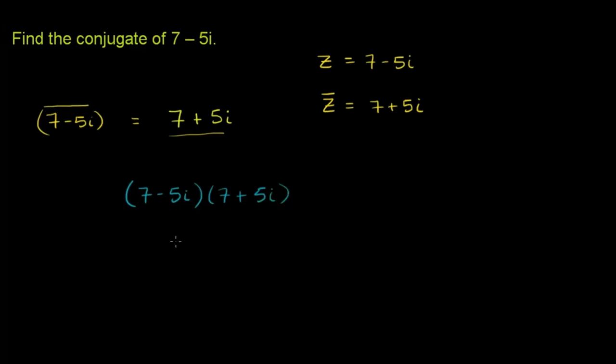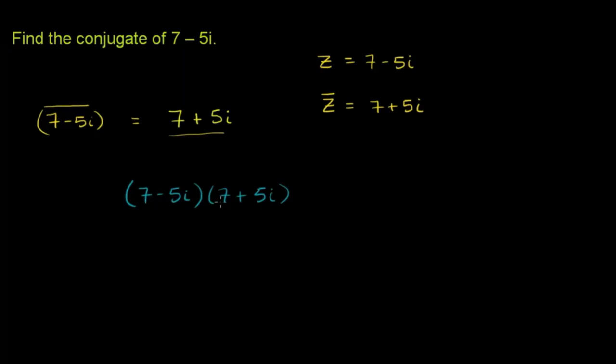And remember, whenever you multiply these expressions, you really just have to multiply every term times each other. You could do the distributive property twice. You could do something like FOIL to remind yourself to multiply every part of this complex number times every part of this complex number. So let's just do it any which way.